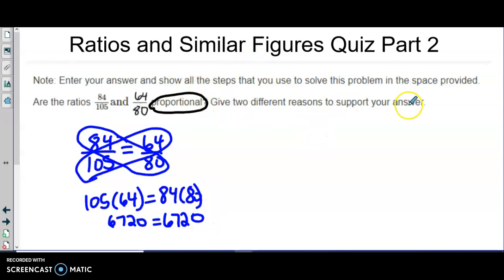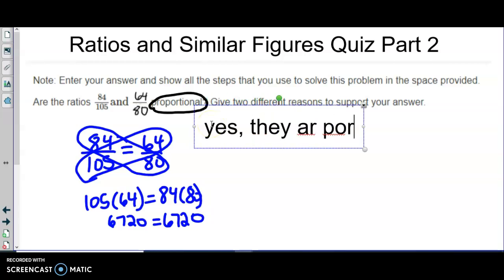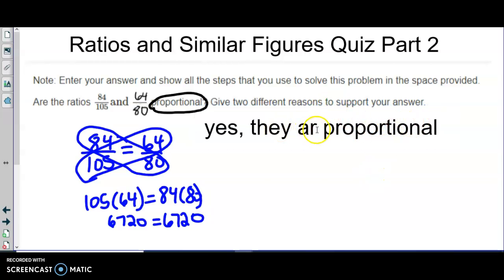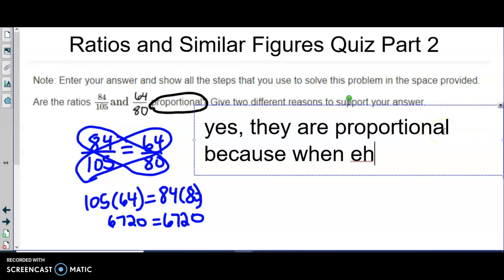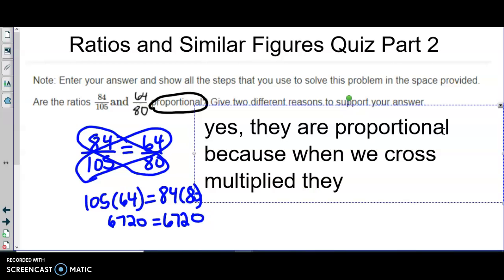So for my explanation here, it says give 2 different reasons to support your answer. So we would say, yes, they are proportional. I'm going to type this here. I can't spell proportional, P-R-O, proportional. There we go. Yes, they are proportional because when we cross multiplied, they were equal. Now that's one way. We cross multiplied and they were equal, but it says give two different reasons to support your answer.